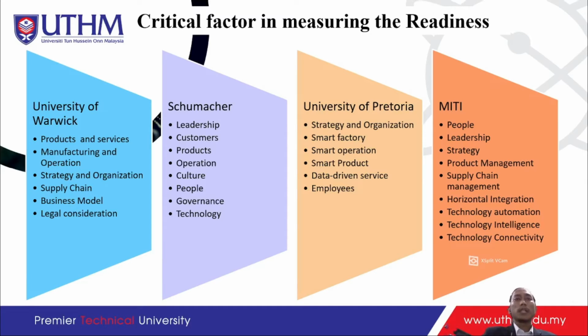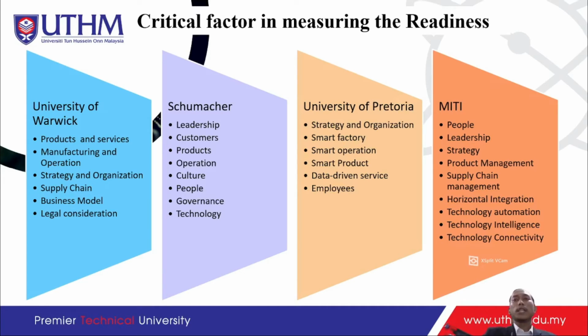Schumacher listed eight critical factors, which are leadership, customers, product, operation, culture, people, governance, and technology. And next, moving to the University of Pretoria from South Africa, which listed six critical factors: strategy and organization, smart factory, smart operation, smart product, data-driven services, and employees.